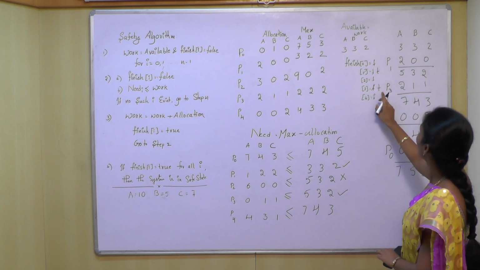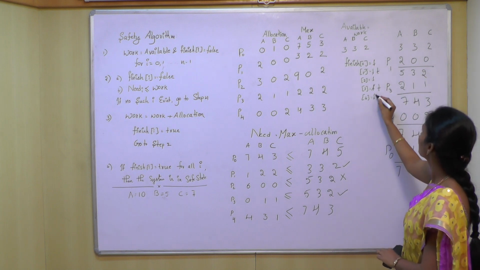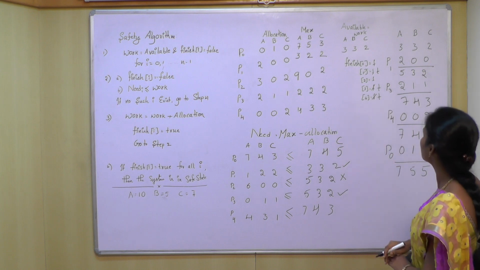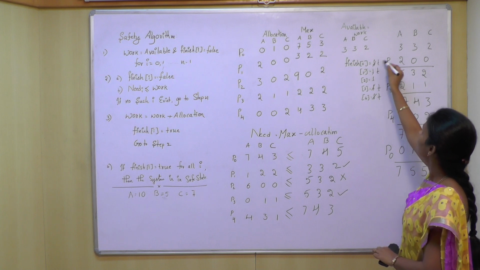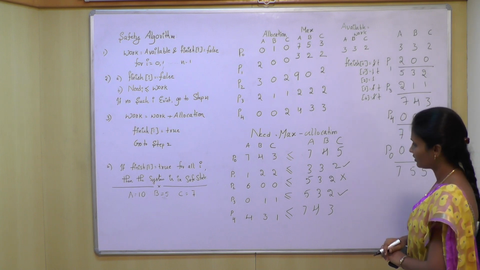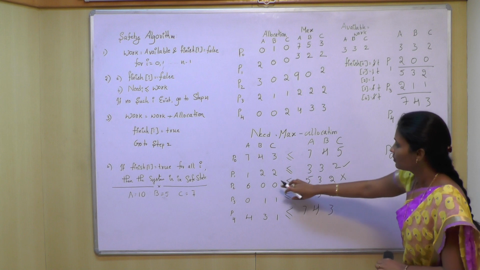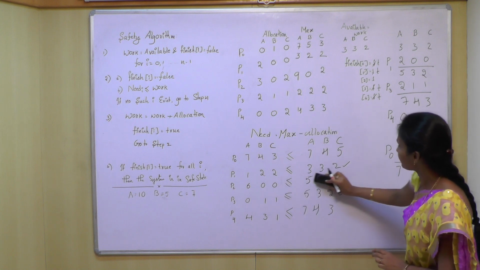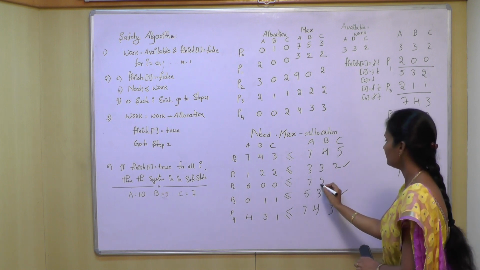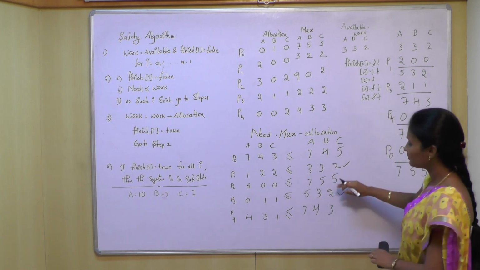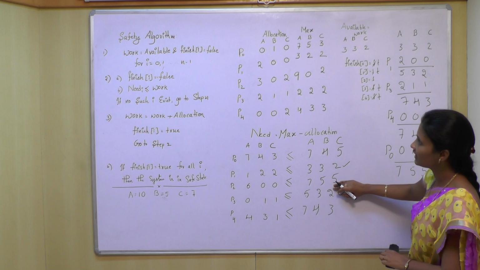Process P3 is also over, it finished its execution. Process P4 is also over, it finished execution. Process P0 is also over its execution. Now what is the final one? Process P2. What are the available resources now? 7, 5, 5. With this 7, 5, 5, it satisfies the condition.